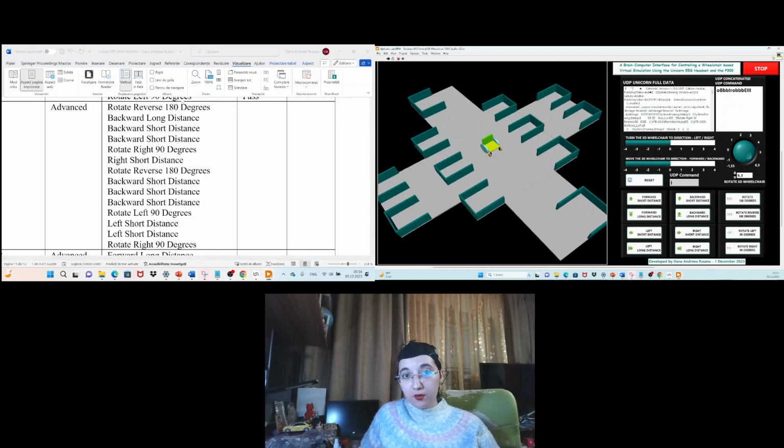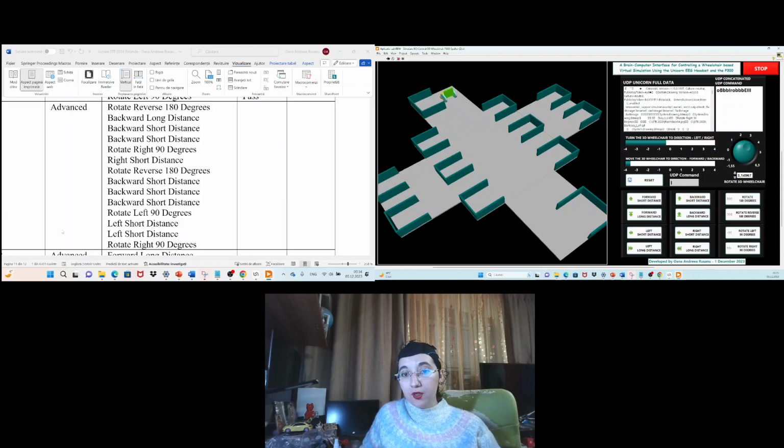So reset. So we have rotate reverse with 180 degrees, this one, then backward long distance, this one, then backward short distance 2 times, this one, then rotate right with 90 degrees, then right short distance, okay. After that, rotate reverse with 180 degrees. I'll continue with backward short distance executed 3 times.